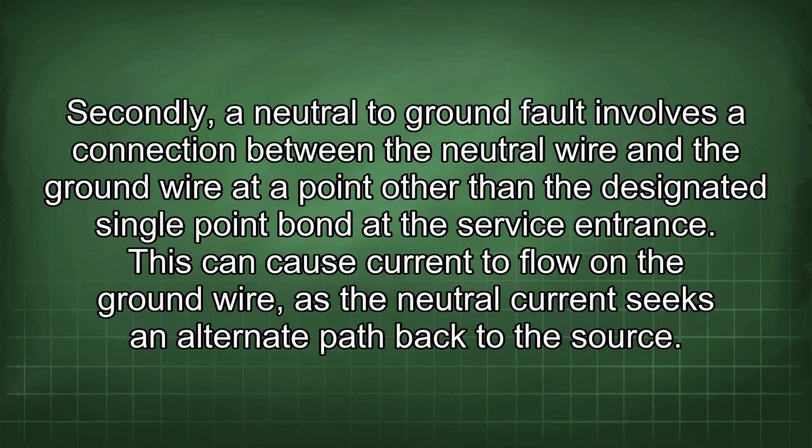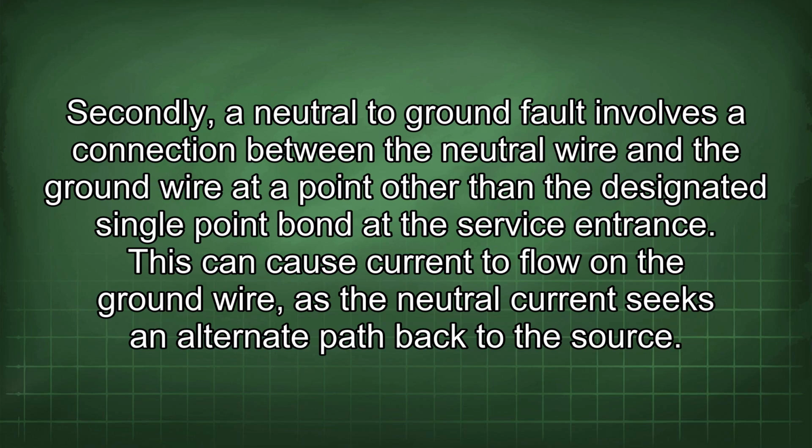Secondly, a neutral to ground fault involves a connection between the neutral wire and the ground wire at a point other than the designated single point bond at the service entrance. This can cause current to flow on the ground wire, as the neutral current seeks an alternate path back to the source.